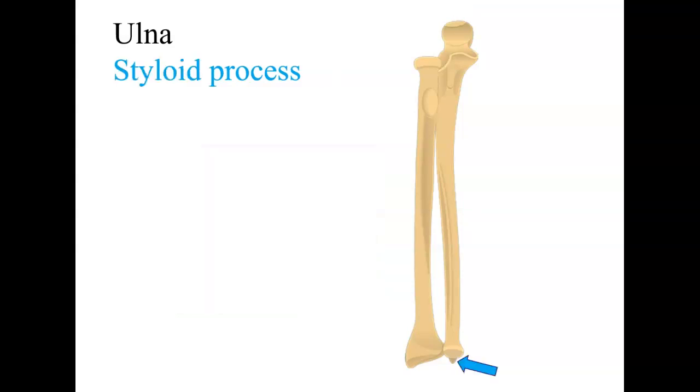The next part would be the styloid process. It's a little part that you can feel or palpate if you feel your wrist toward the pinky side of your wrist. We also have the head, which is going to be down toward the wrist as well. Up at the more proximal region of the bone, we have this notch called the trochlear notch.